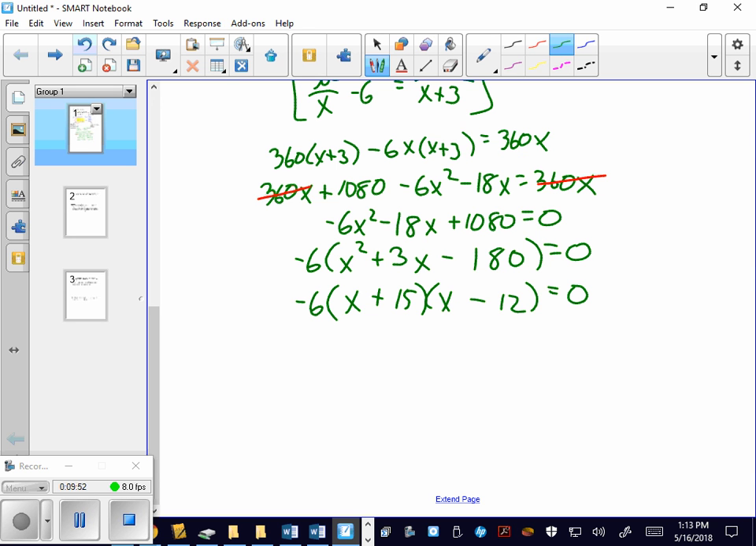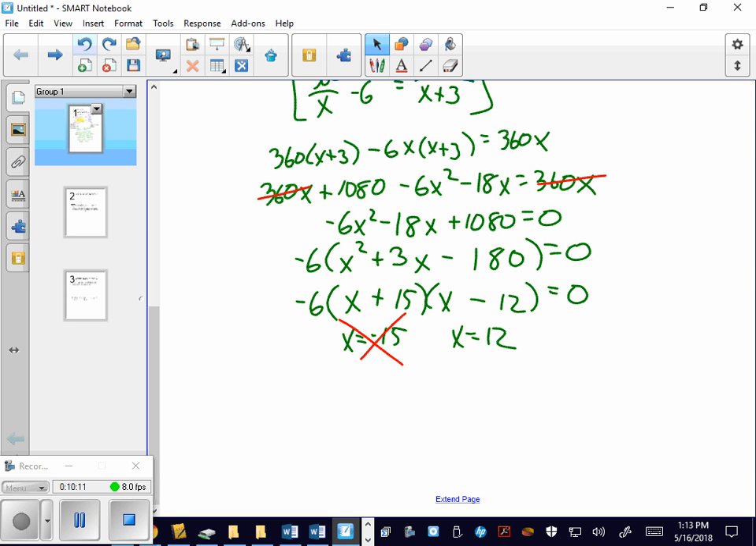That means that either x is negative 15 or x is 12. Well, negative 15 doesn't make any sense in this because we're talking about the number of people going on a bus ride. So negative 15 doesn't even make sense. It's a solution to the problem. It just doesn't make sense to our problem.